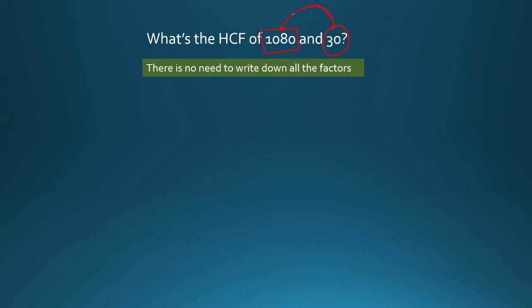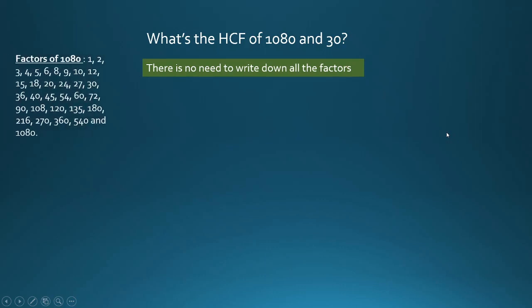If this number divides this, if 30 divides 1080, so 30 is a factor of 1080, and 30 is a factor of itself also, and 30 cannot have a factor greater than 30. That's why the HCF is 30, right? If you follow that logic, then you know that you don't have to write all these factors here and then factors of 30 and then figure out that the highest common factor is 30.